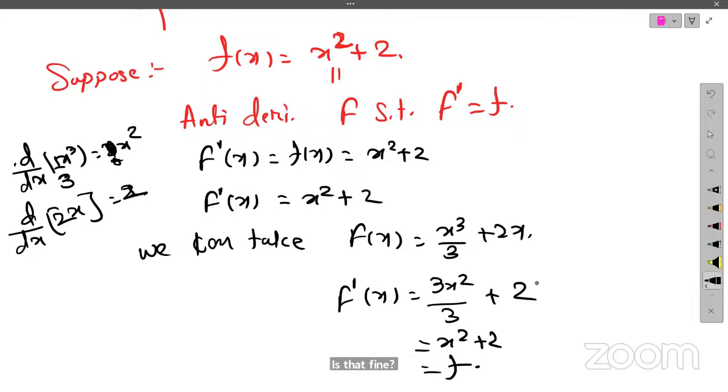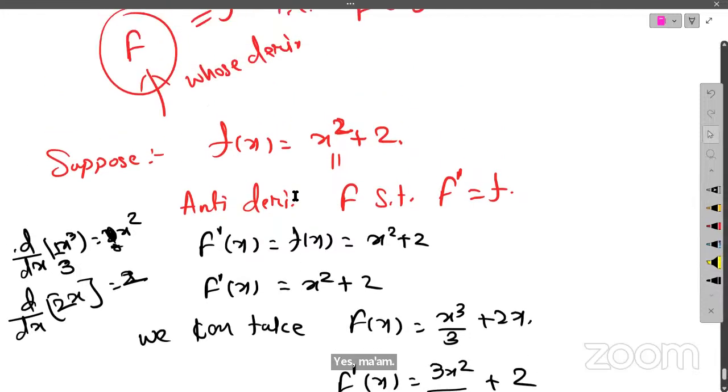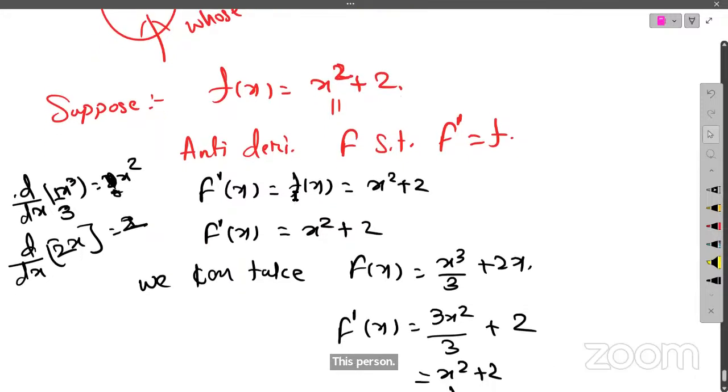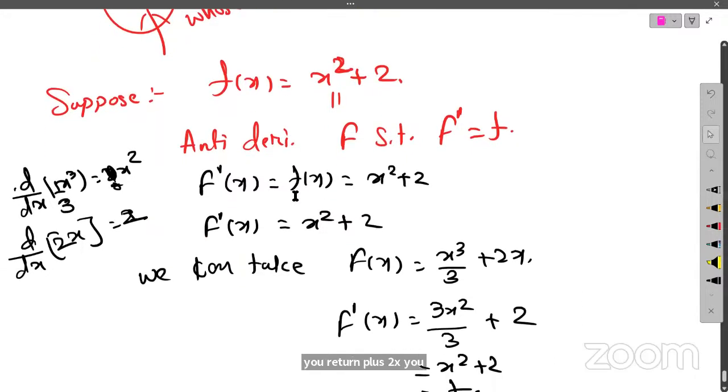Yes, ma'am. Clear? Everything clear? Any doubt? Yes, sir. In that, x cubed by 3 you have written, plus 2x you have written. After that, what did you do?